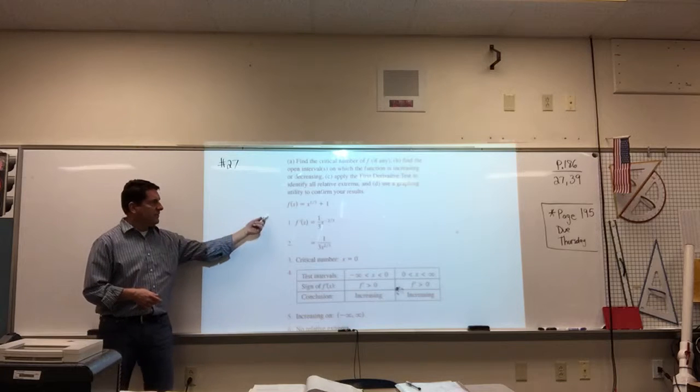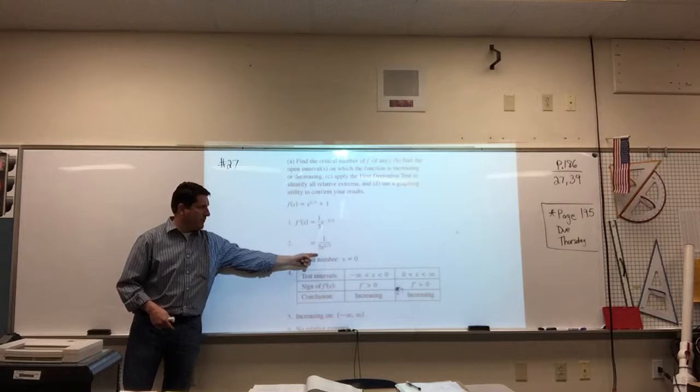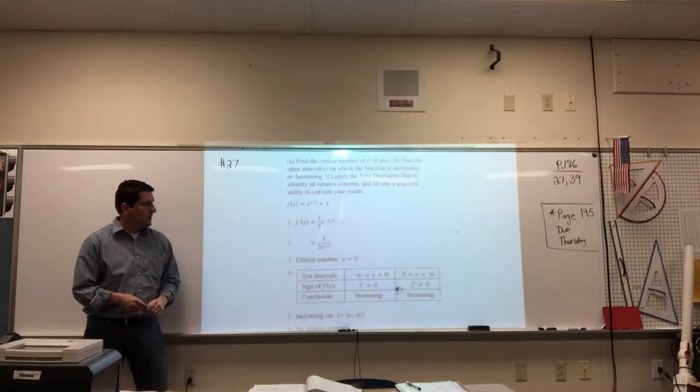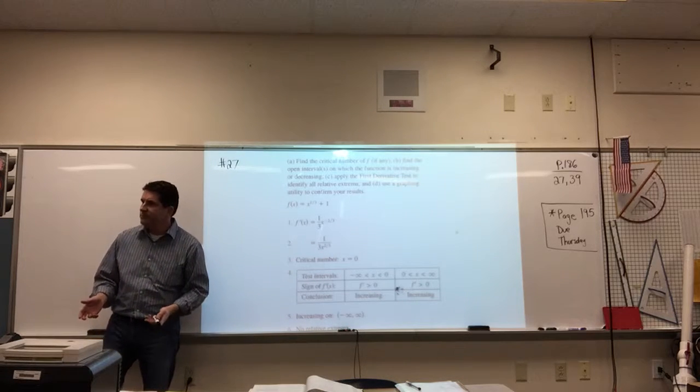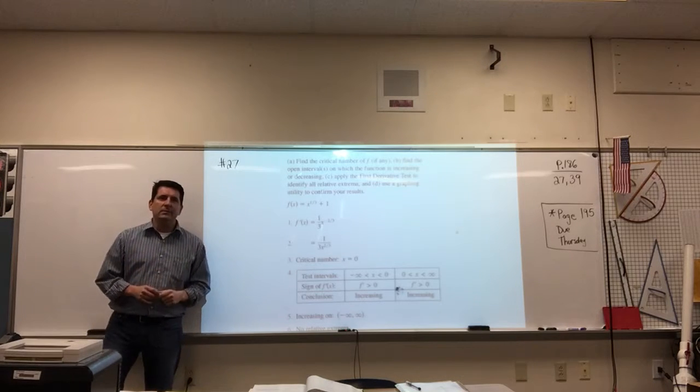Given the function, find the first derivative, okay? And so the derivative here is 1 over 3 times x to the 2/3. And then you find critical numbers. Critical numbers are the magic numbers. It's where all the action happens.